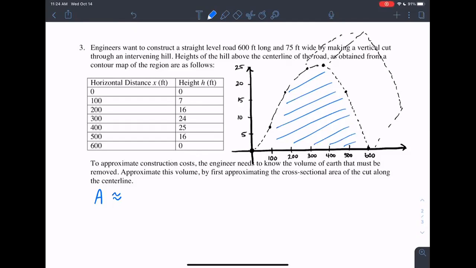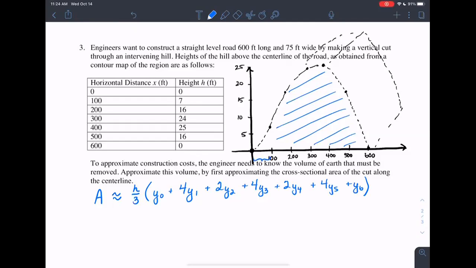So what does Simpson's rule say for our area? Well, it says the area should be h/3 times the first y value plus, alternating, 4 times the next one, 2 times the next one, 4 times the next one, 2 times the fourth, 4 times the fifth, and then y6. Notice there are 7 y values, so 6 subintervals. The height is the distance between those measurements, and so the height is just that 100 feet.